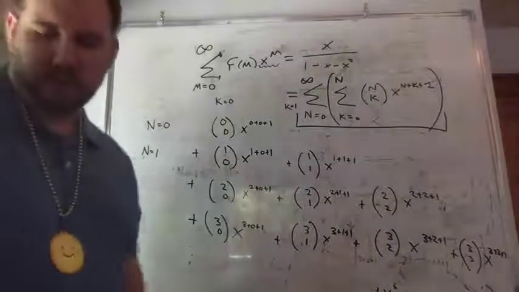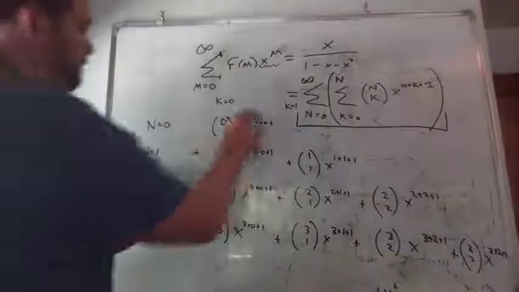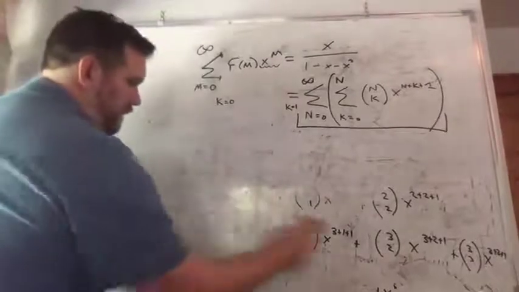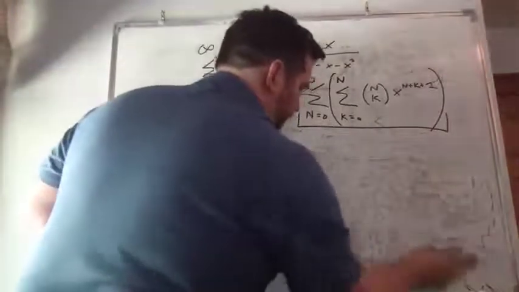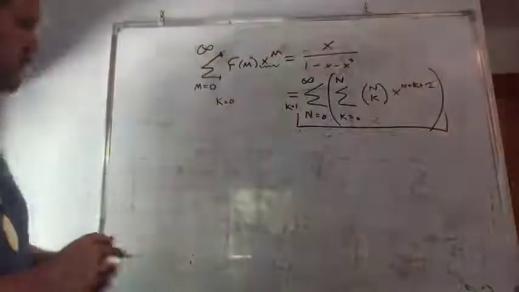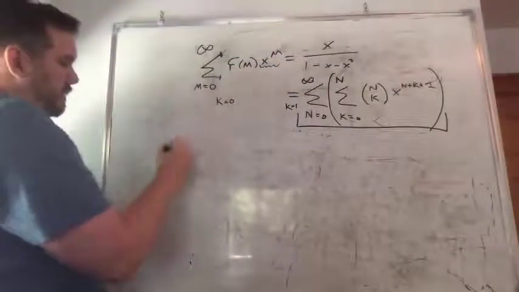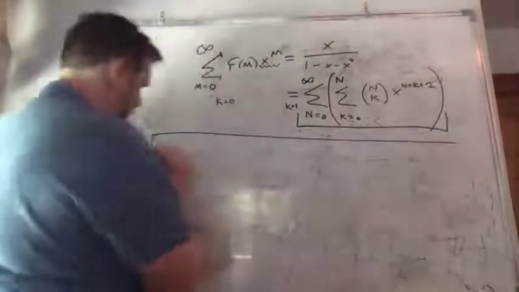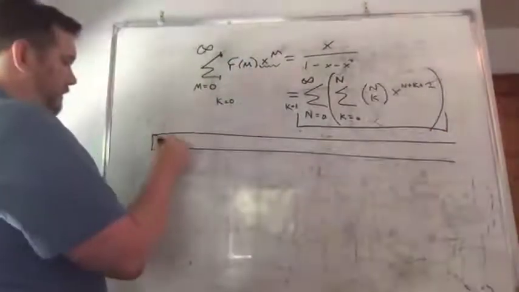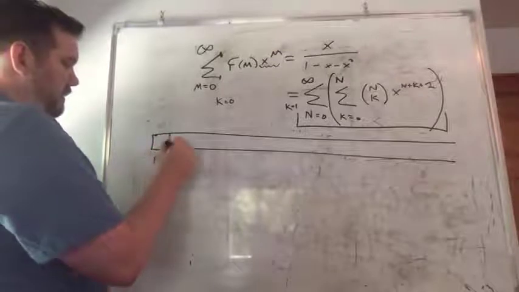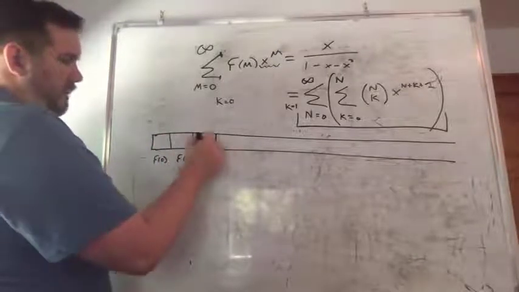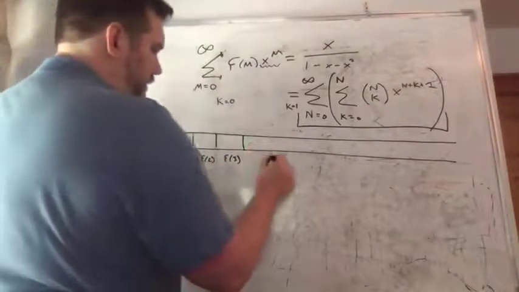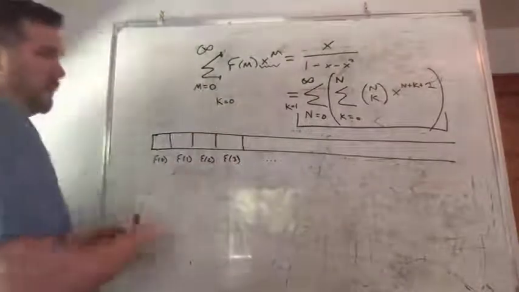And one more way that it might be helpful for you to think about it is as a computational thing. I could envision this power series, f of m x to the m, as an infinite list, like an infinite Python list, where I have an f of 0 spot, an f of 1 spot, an f of 2 spot, an f of 3 spot, etc. And the goal, of course, is to figure out what these numbers are.